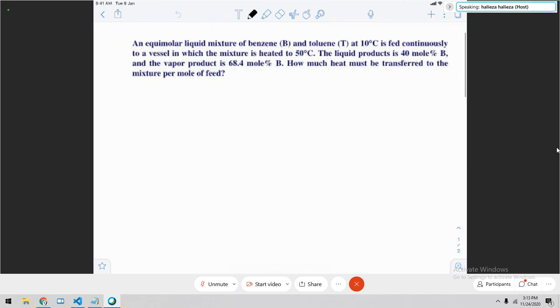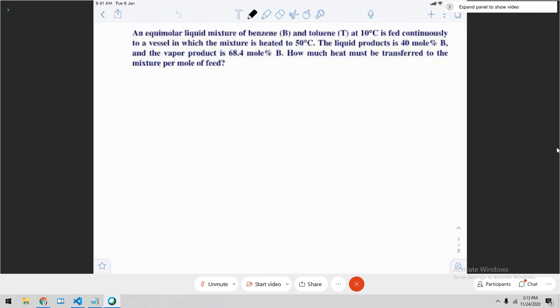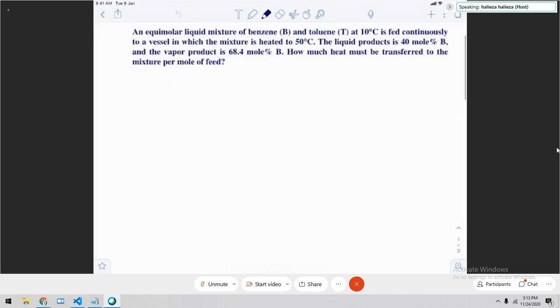This is a bit complicated because you have a mixture, an equal molar mixture. What does equal molar mean? Same what? 50-50, 0.5. Okay, good. You have a liquid mixture of equal molar, 0.5 mole of benzene and toluene. Somehow, in chemical engineering textbooks, the authors like benzene and toluene a lot. I don't know why. At 10 degrees C, it's liquid. You're going to heat it up to 50 degrees C, from 10 to 50.